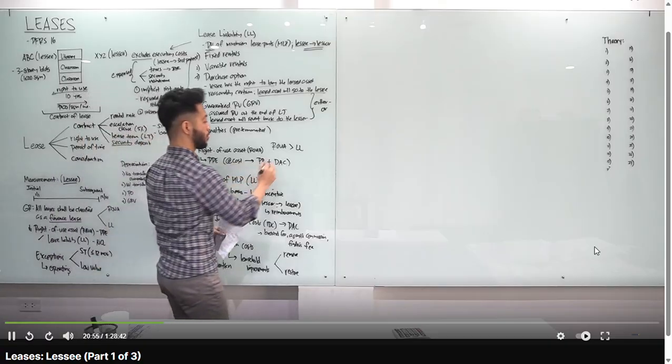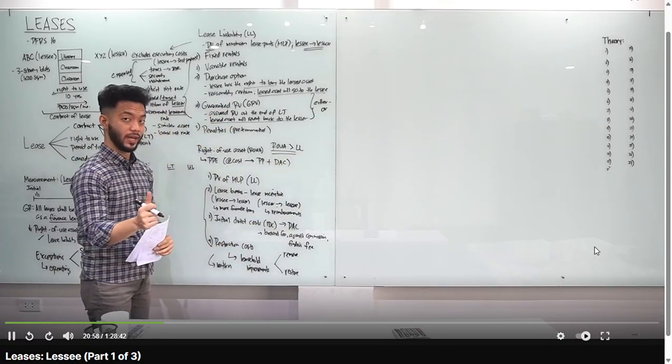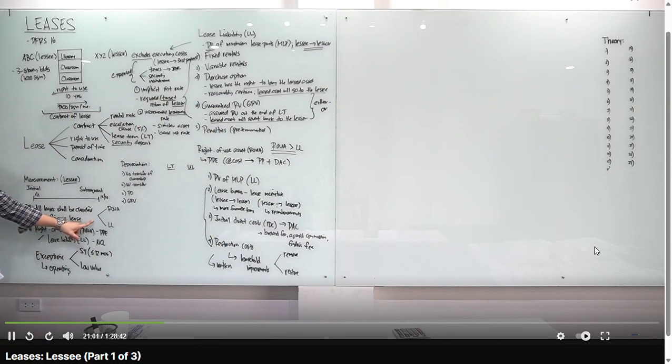Kaya pwede natin sabihin, mas mataas yung amount ni ROA kaysa kay lease liability. Got it? Okay. Balik tayo sa subsequent measurement. Okay na tayo sa initial measurement. Again, point of view ng lessee, finance lease. Debit ROA, credit lease liability. Alam natin yung components of ROA and lease liability. Punta tayo sa subsequent measurement.